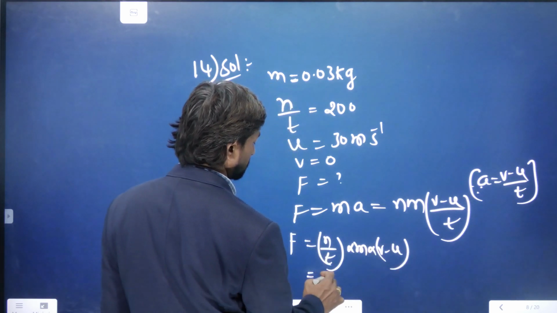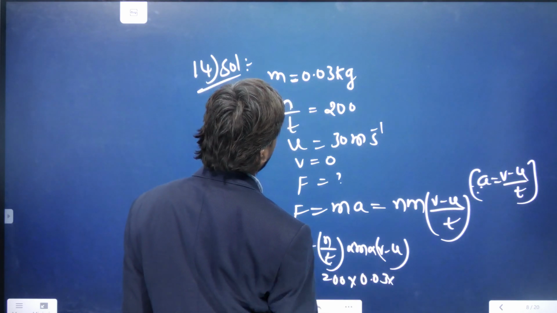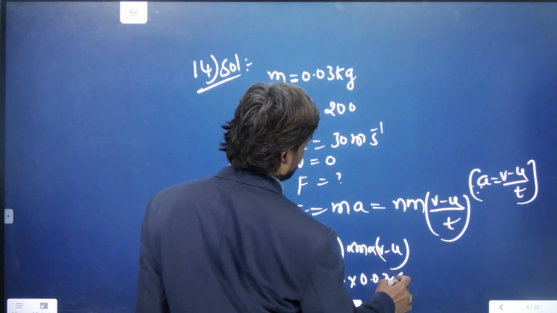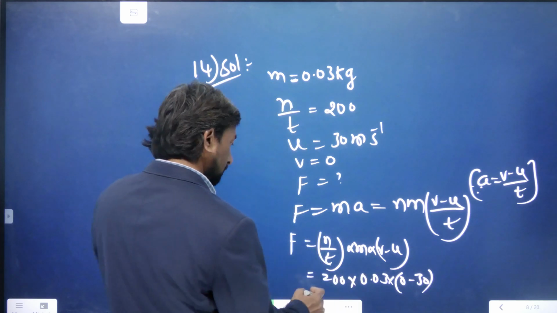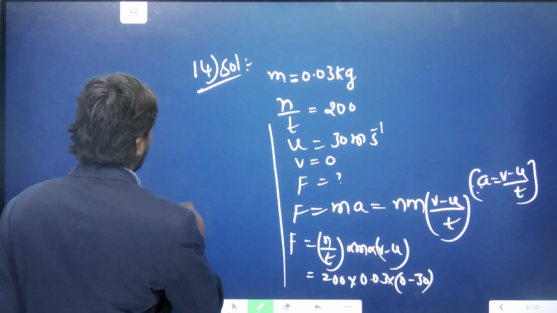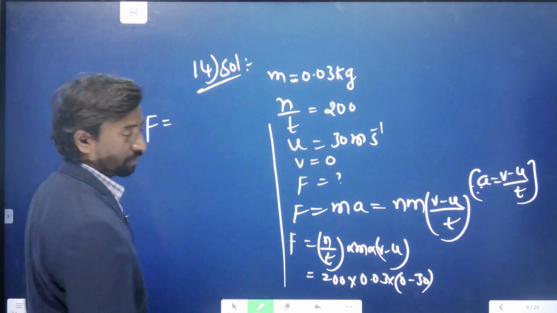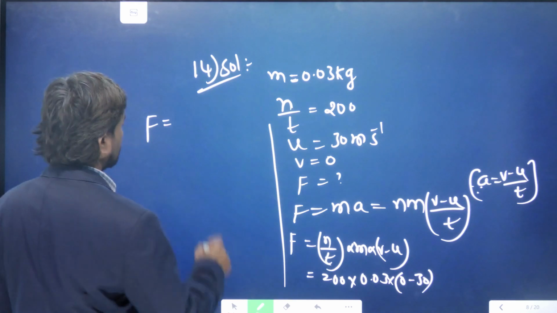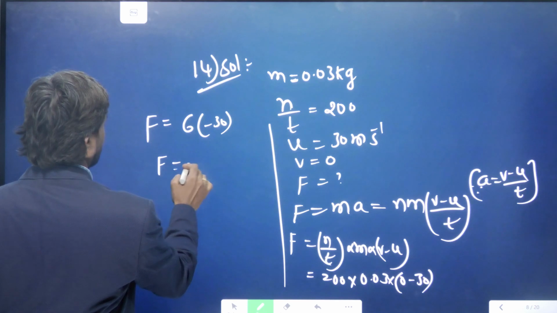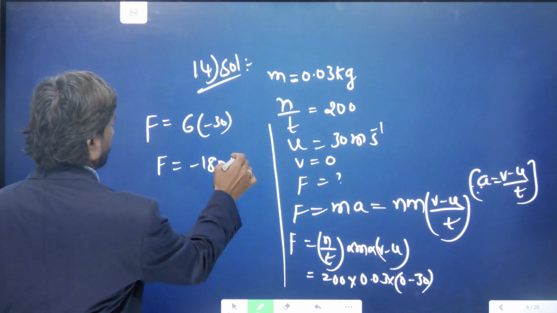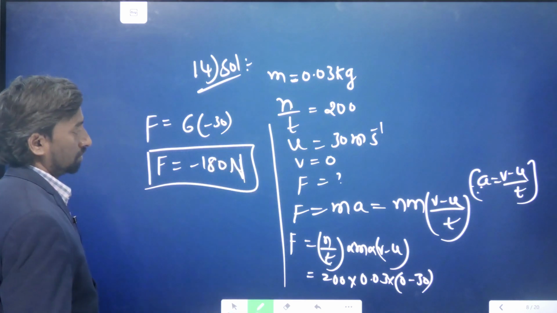Here n by t is 200, the mass given is 0.03 kg, the final velocity will become 0, and u is 30 meter per second. Multiplying, we get 6 into minus 30, which is minus 180 newtons. The minus indicates that the force is acting on the body to stop its motion.